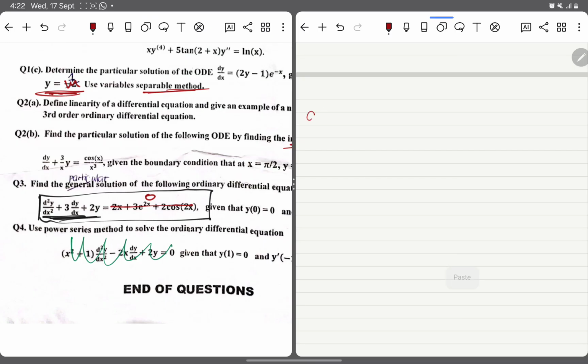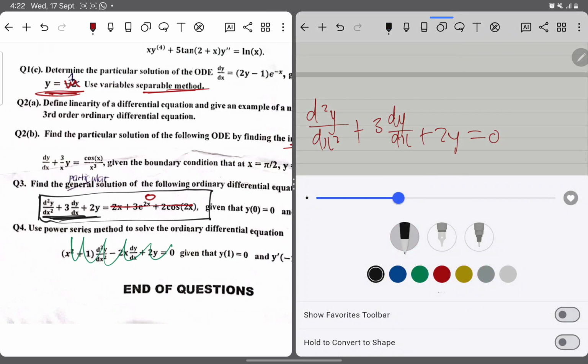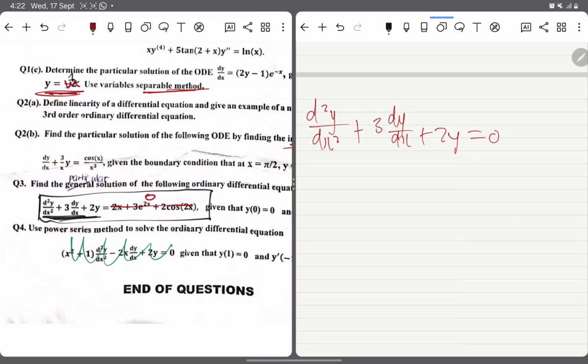So let's do that. Let's say we had d2y/dx squared plus 3 dy/dx plus 2y is equal to 0. Let's say that's what we had. How would I solve this? Now, this is what we call a second order homogeneous differential equation. It has the second derivative. This is the first time you're seeing something like this.